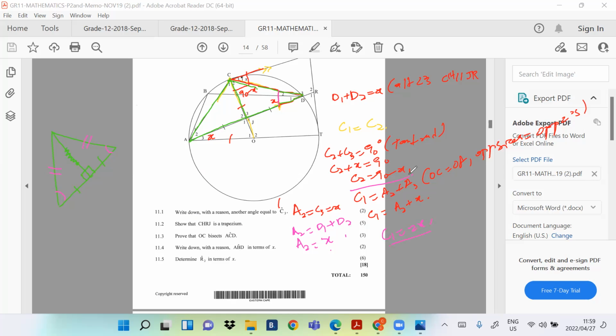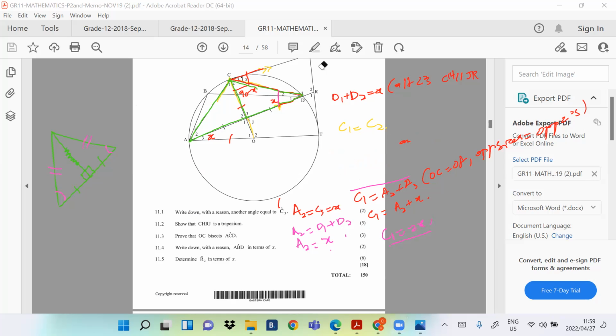Okay, so what else is there? If we prove congruency, then we said that the sides are equal, so they subtend equal angles. Oh, okay. Maybe we might have made a mistake here. Let's leave this one out for now.